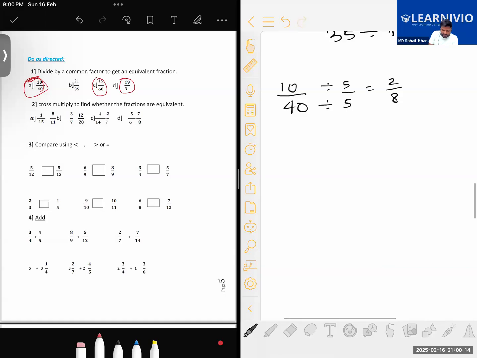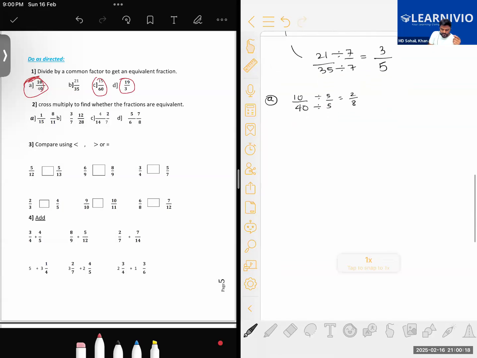2 upon 8. Okay, can you name one more? Just one more. How about we divide both of them by 2? Exactly, so that will give you 5 upon 40. No, sorry, 20. 20. Very good. Now what about question number C?